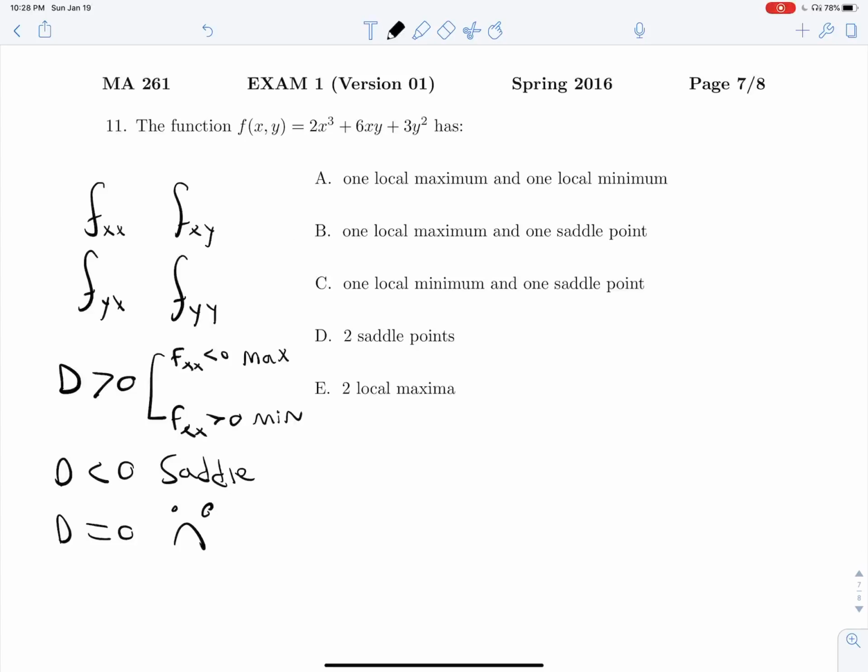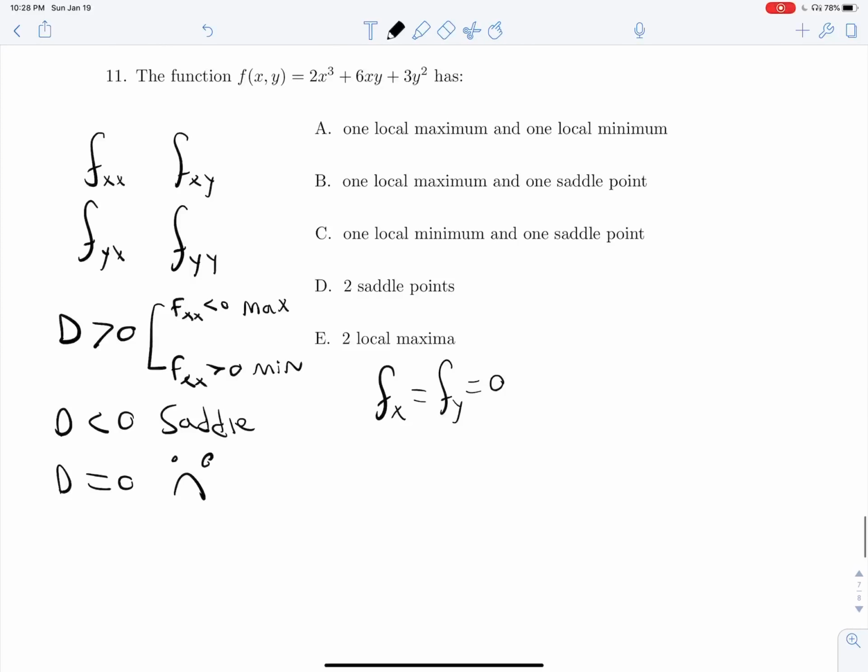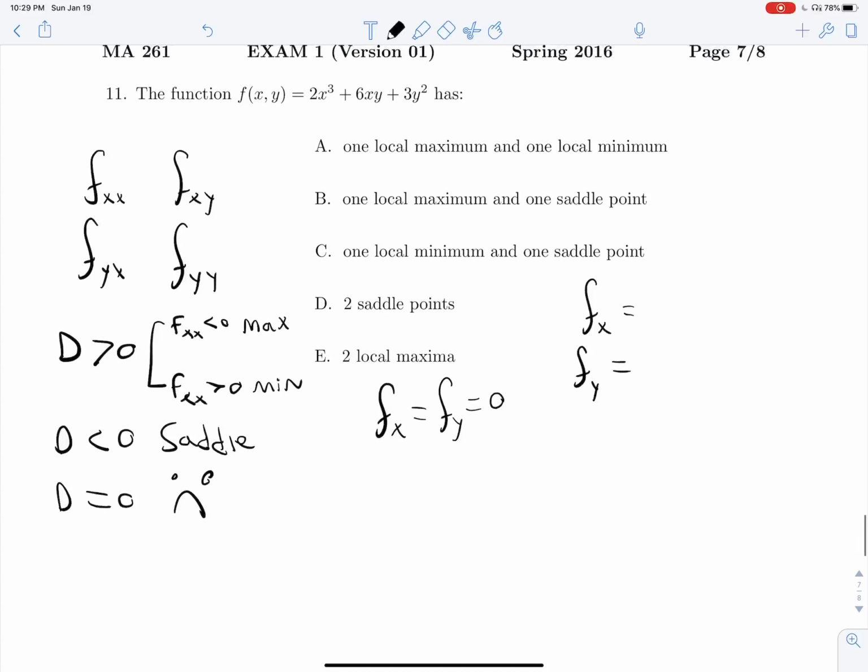So let's figure these guys out. We should also note that the only candidate points to be local minimums and maximums are points where fx and fy are both equal to 0. So that's what we're looking for here. In order to find fxx and fxy, we first have to find our first order partial derivatives. This is just going to be 6x squared plus 6y and 6y plus 6x. Did I do that right? Yes, I did. Okay, we're good.